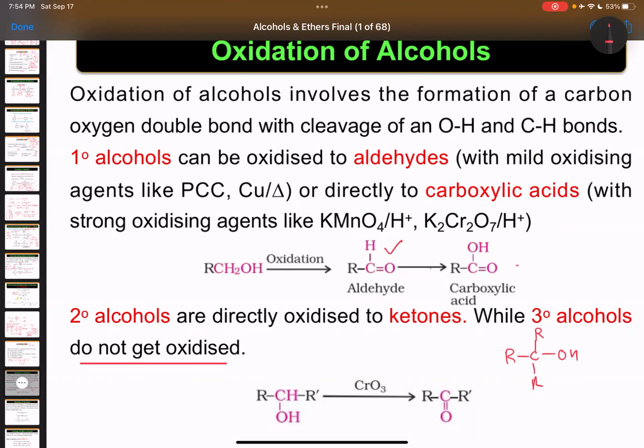So for secondary alcohol, you will end up with a ketone only. For primary alcohol, you have two options. For primary alcohol, you need to be very, very careful. That's where everybody makes mistakes. In primary alcohol, you can end up with an aldehyde, and aldehydes can get oxidized further. This H can get oxidized very easily to OH. So what are the mild oxidizing agents which can stop at aldehyde?